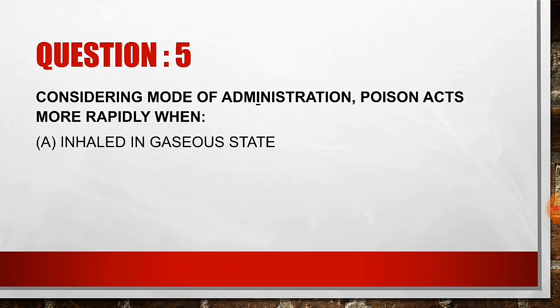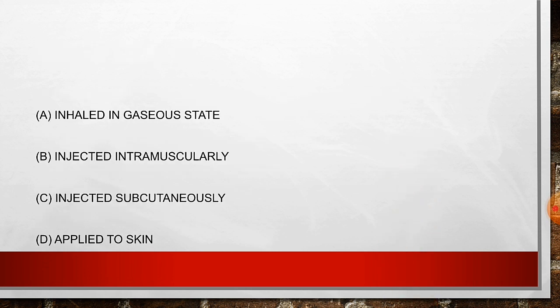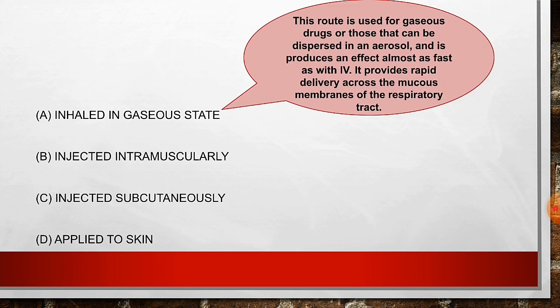Now the fifth question. Considering mode of administration, poison acts more rapidly, but when? Here 4 options are there. First is inhaled in a gaseous state, injected intramuscularly, injected subcutaneously, or else applied to skin. We need to think. Let us check one by one.